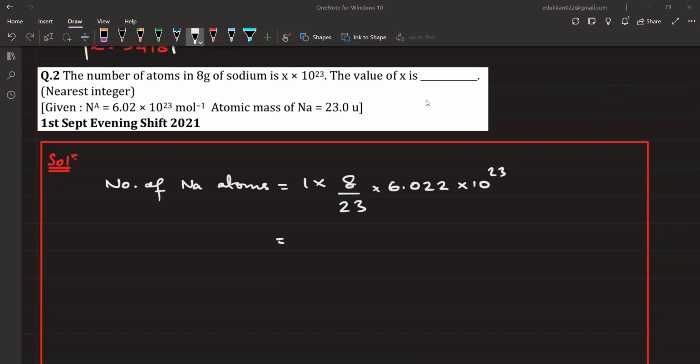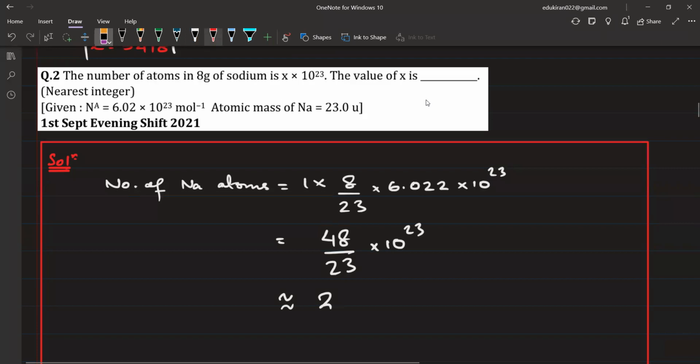Yes, Hamza, that is right. So 8 times 6 is how much? 48. Okay, we left out the 0.022. Divide by 23 into 10 to the power 23. Now this is approximately equal to 2 point something, right? 23 into 2 is how much? 46, right? And 48. So it can never go above 2.5. It will be less than 2.5 itself. If it is less than 2.5, that means it is approximately equal to 2. So the value of x is equal to 2.